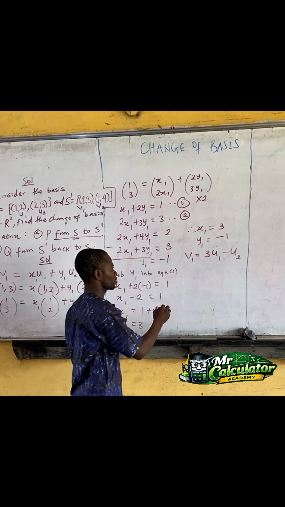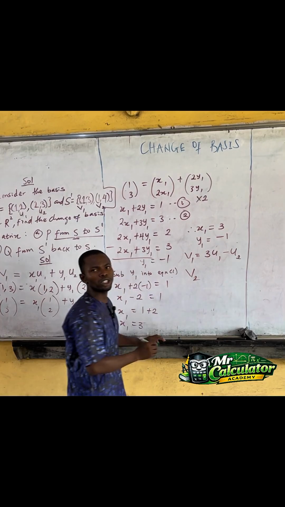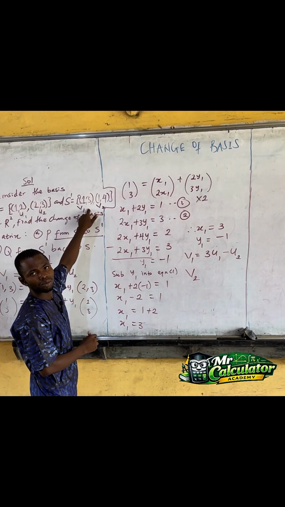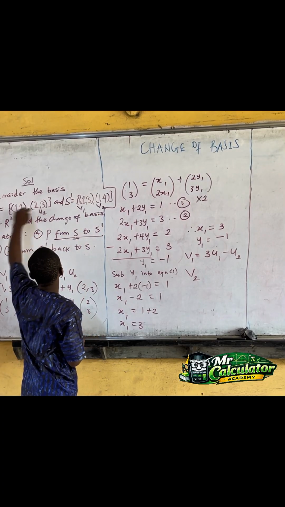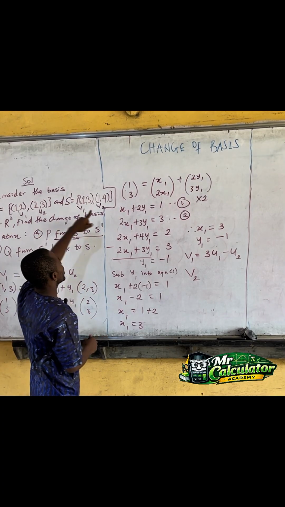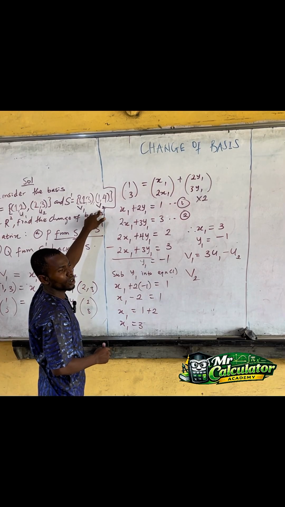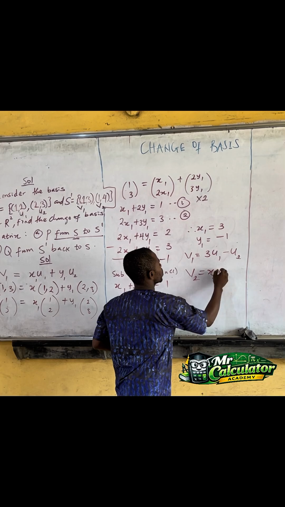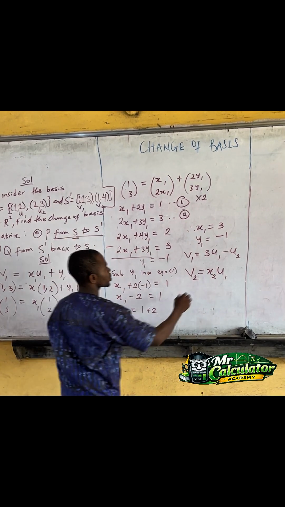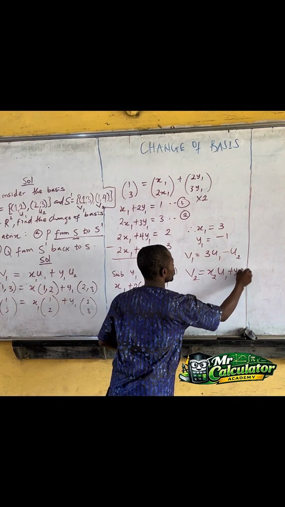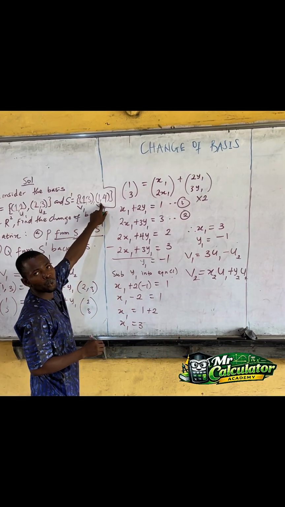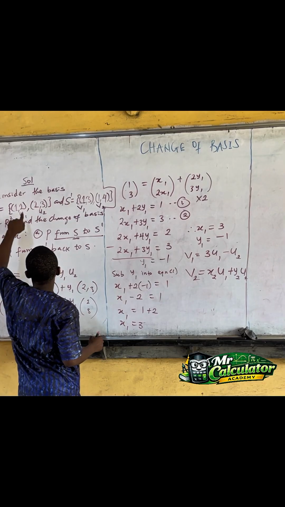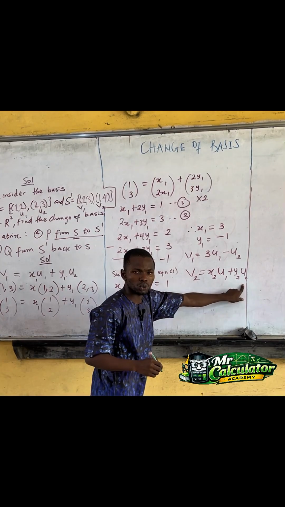Remaining what? v2. Now for v2, which means I'm done with writing basis v1 as a linear combination of all the bases of S. Now I want to use v2 as a linear combination. v2 will now be x2 u1 plus y2 u2. I want to write v2, which is 1, 4, as a linear combination of all the bases of S, which is u1 and u2, as you can see.